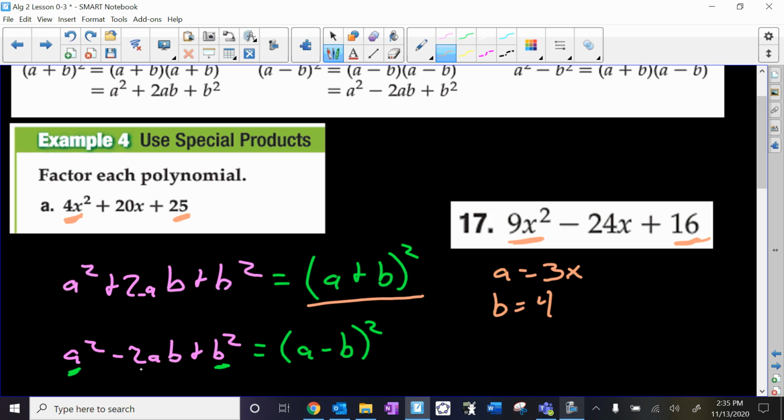We also need it to be 2ab. So 3x times 4 is 12x. If we double it, that gets us 24x. So we're good to go again. We have a perfect square trinomial. So our factorization will be 3x minus 4 squared.